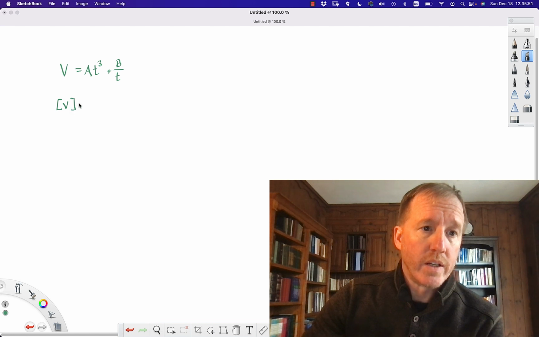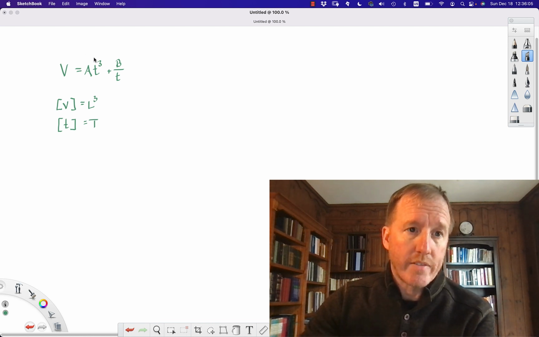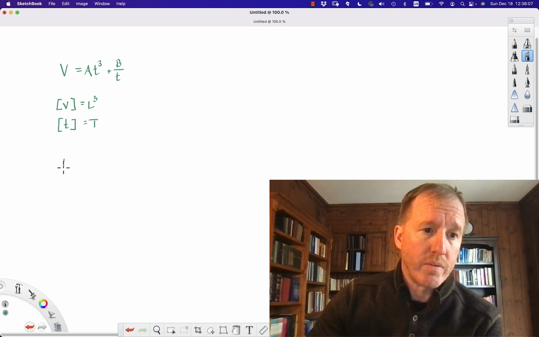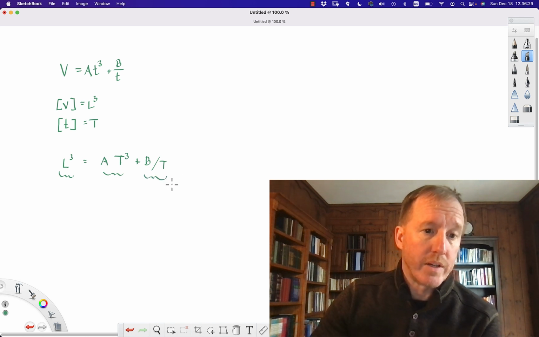So what we have to do is we know that the dimensions of volume is length cubed, and the dimensions of time are T, and so we know that the various terms in this equation have to have the same dimension. So if the first term has dimensions L cubed, that means the second term has to also have dimensions L cubed. Because we have a T cubed from time, and then we have an A right there, and B over T. So each of these three terms has to have dimensions of L cubed.